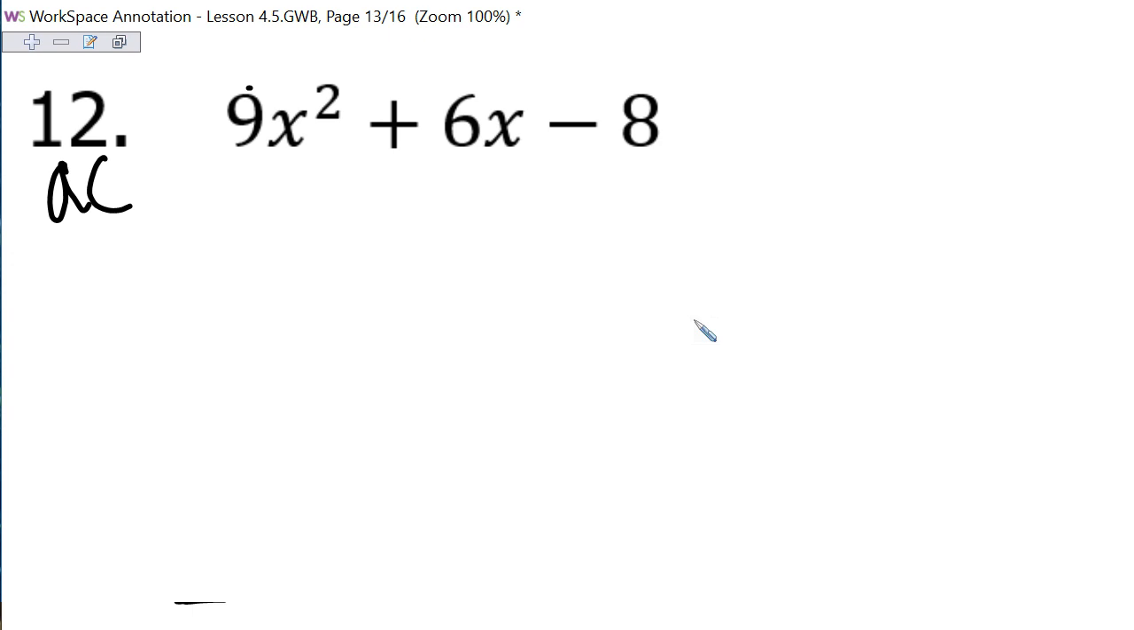We skipped number 11. Yes, we skipped number 11. I know. That's why I said it. We're quietly doing number 12. We skipped number 11. We're doing number 12. Grace, you need to wake up.